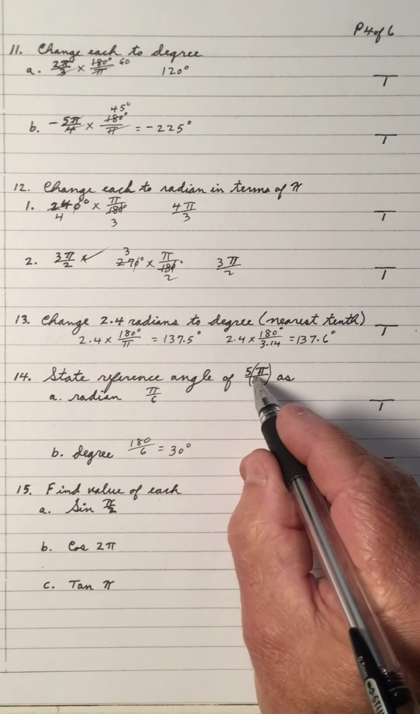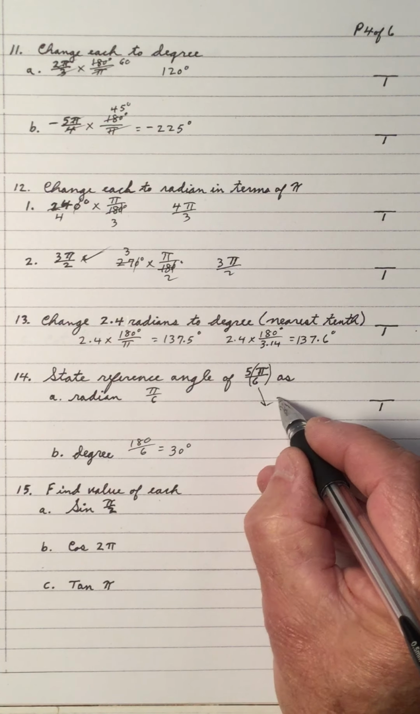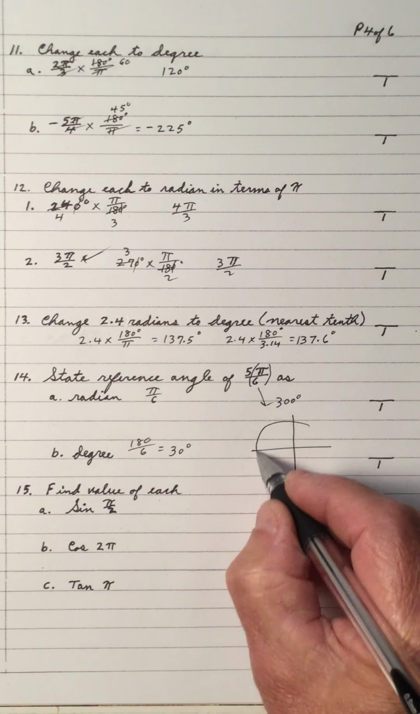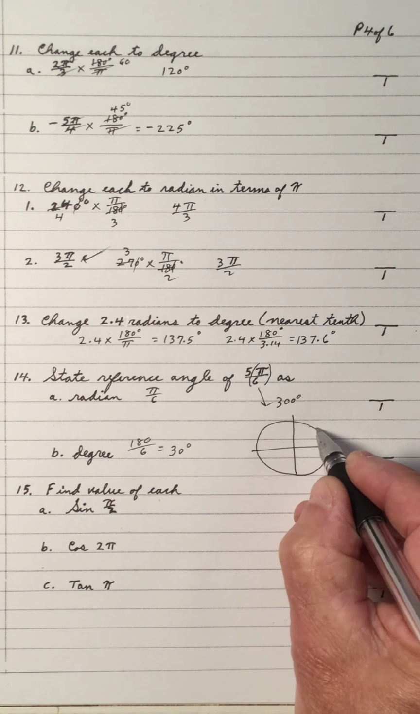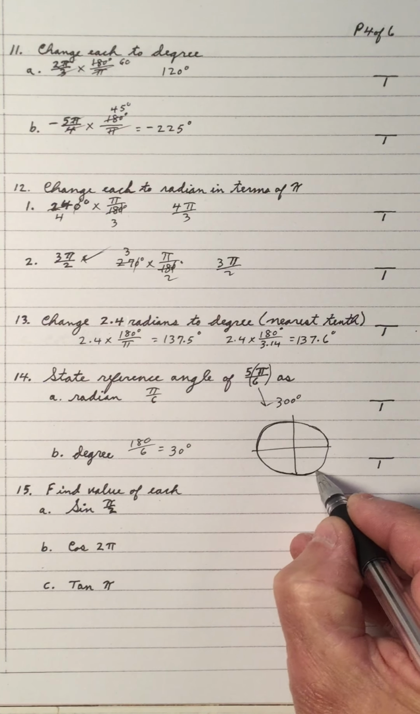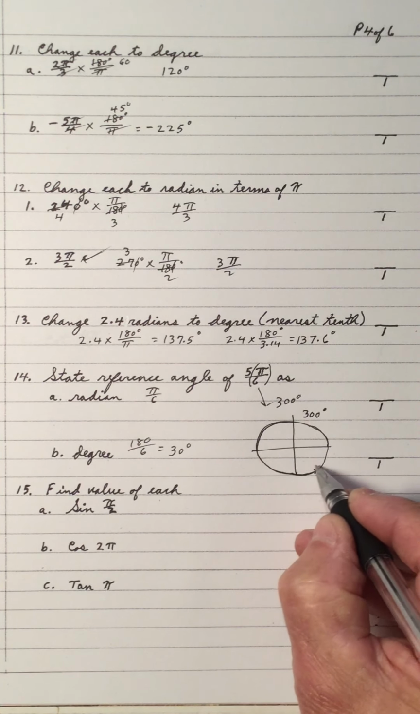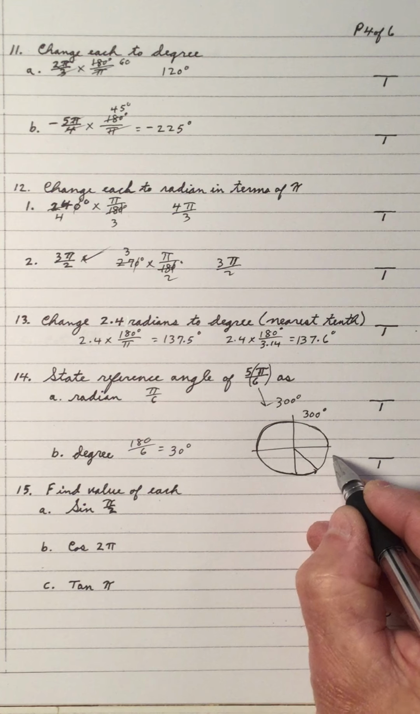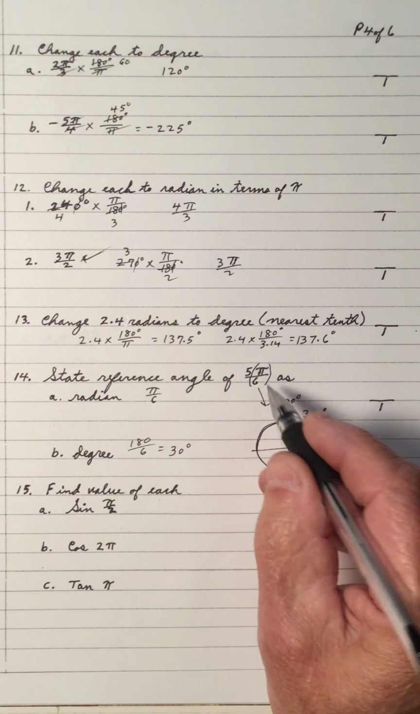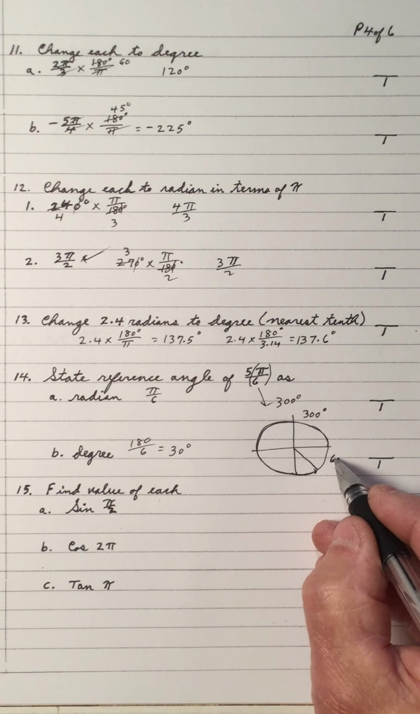Now the other way is to convert this, this becomes 30 times 5, which is 300. And if you plot the 300 on your circle, like this, there's 90, 180, 270, and there's 300 degrees rotation, there's your terminal arm. Pi over 6 is 30, so 300 is 60 left.